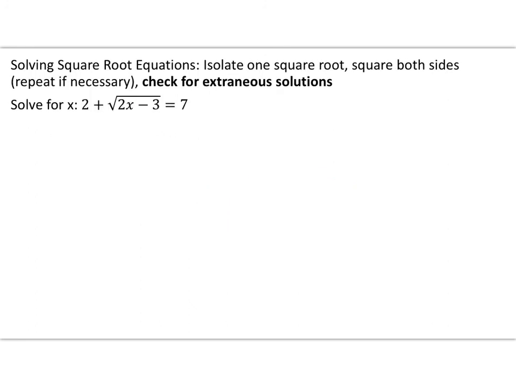The last type we're going to look at is solving square root equations. So first thing, just like the absolute value, you would isolate the square root, just what's on the outside of the square root. So if there's anything added, subtracted, multiplied, or divided to the outside of the square root, then you square both sides. If you have more than one square root, you isolate one of those square roots, square both sides, and then repeat the process if necessary. Then solve for x. And you always have to check for extraneous solutions on square root equations. So go ahead and pause the video and solve this equation for x.